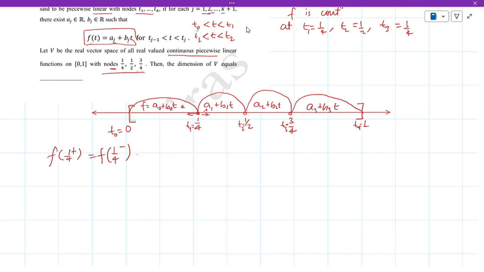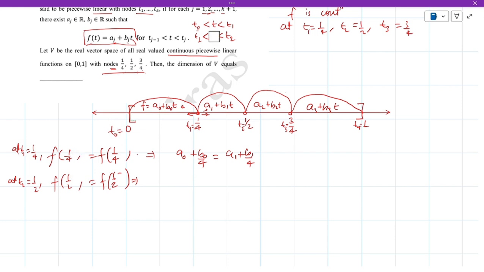So hereby we conclude that a0 plus b0 by 4 is equal to a1 plus b1 by 4. Similarly, just like we concluded for t1 equal to 1 by 4, at t2 equal to 1 by 2 we can get the same thing. F of 1 by 2 minus equals f of 1 by 2 plus, first LHL, then RHL, right? So this is your first observation, right?